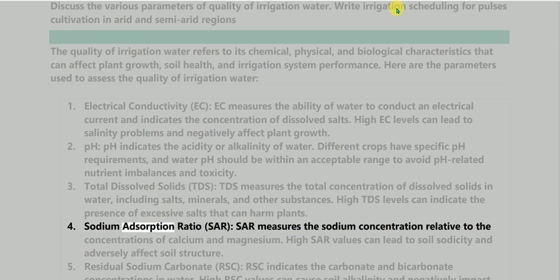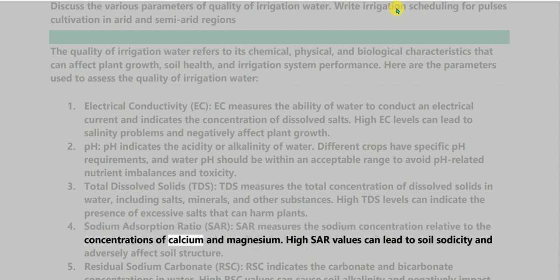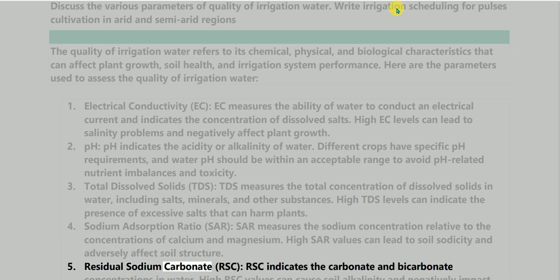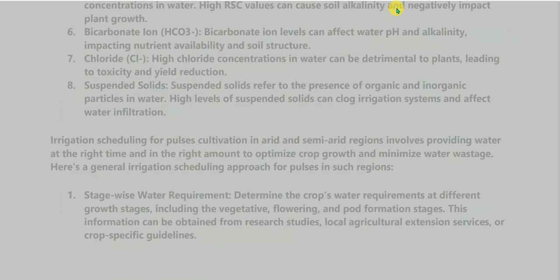4. Sodium adsorption ratio. SAR measures the sodium concentration relative to the concentrations of calcium and magnesium. High SAR values can lead to soil sodicity and adversely affect soil structure. 5. Residual sodium carbonate. RSC indicates the carbonate and bicarbonate concentrations in water. High RSC values can cause soil alkalinity and negatively impact plant growth.